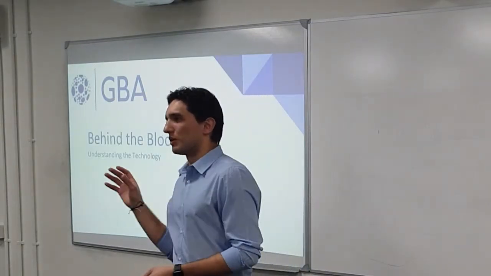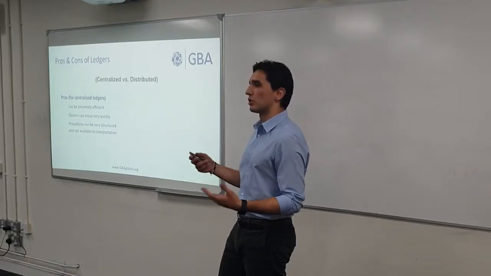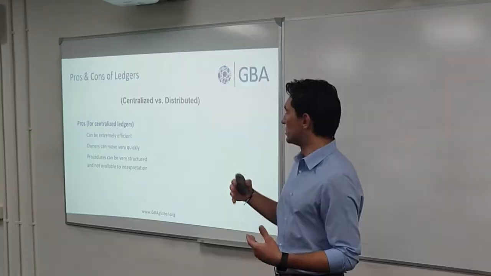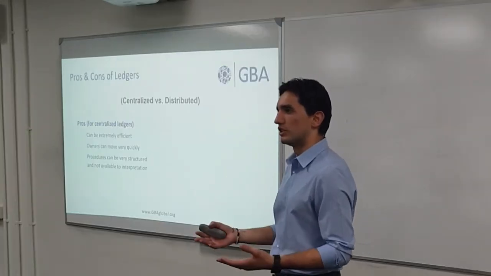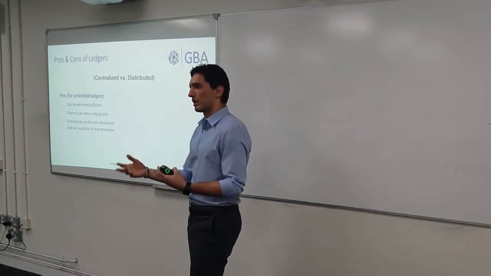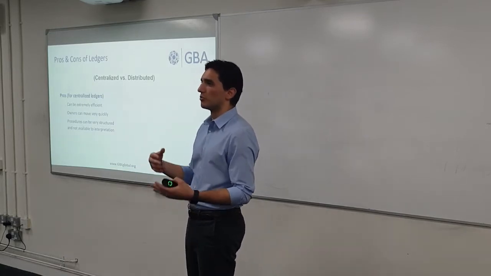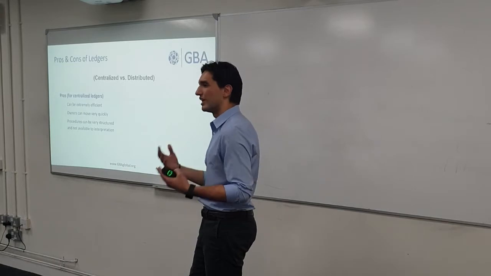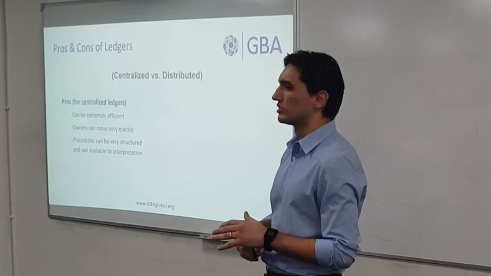Understand really what's behind the blockchain. So what are the pros and cons of the different ledgers? With traditional databases, you can be much more efficient. With the blockchain, you have multiple computers doing the same calculations, including the same information, communicating between them. So it's a very inefficient ledger. Blockchains are not for everything.